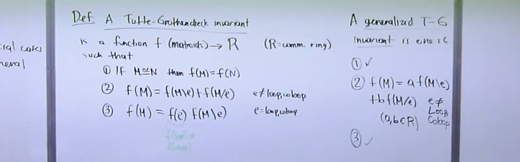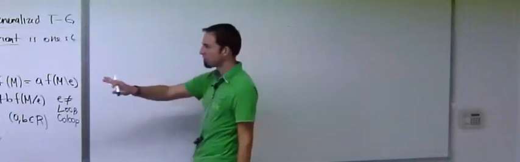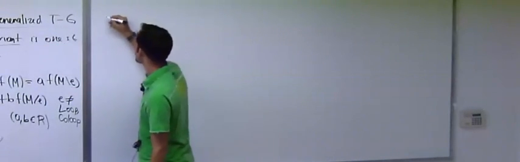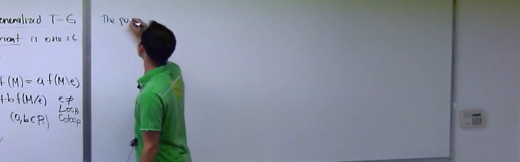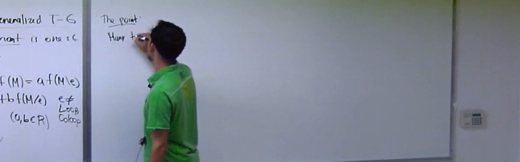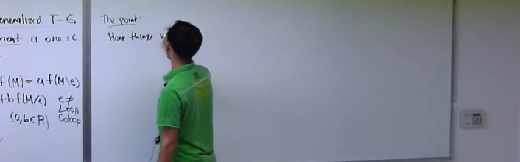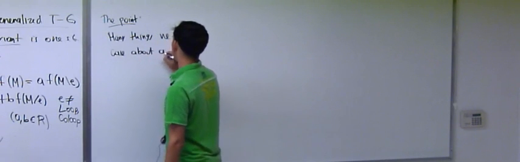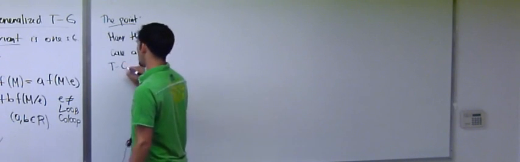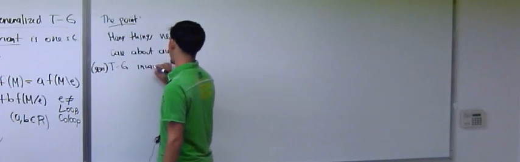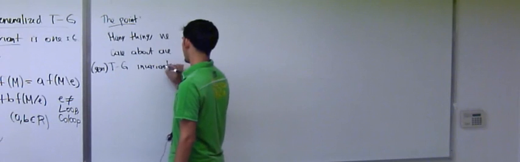And the reason why I make this abstract definition is because we're going to see that a lot of things that we care about are generalized Tutte-Grothendieck invariants. So that's the point. The point is that many things we care about are Tutte-Grothendieck, maybe generalized Tutte-Grothendieck invariants. Okay.